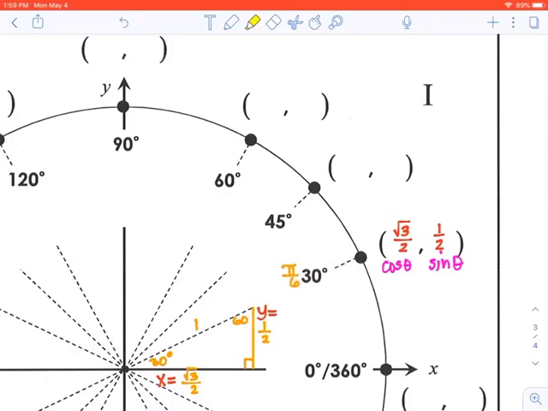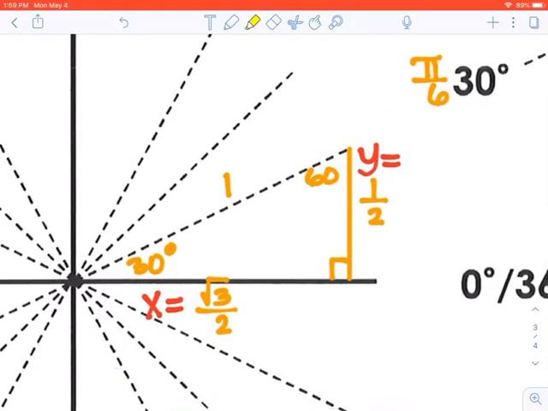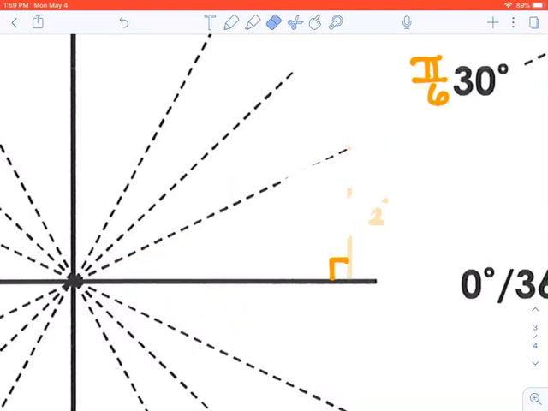All right. Now on to 45 degrees. I'm going to erase this triangle or else it's going to get too messy. You can keep it if you would like. Okay.